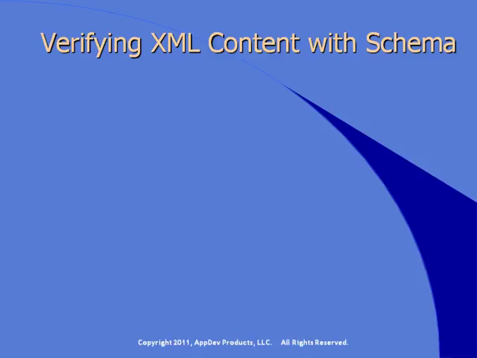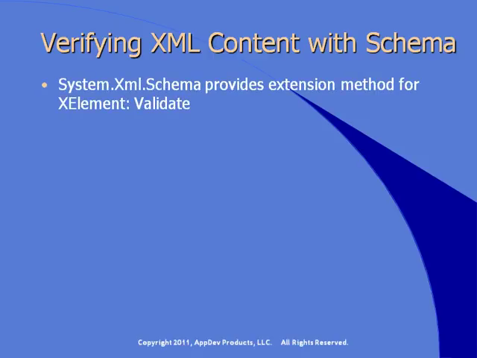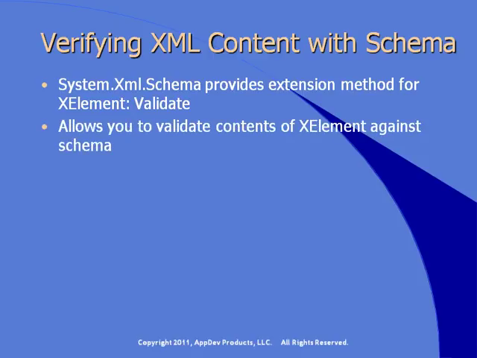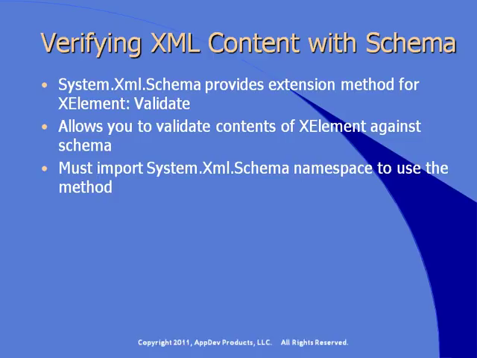You might want to verify XML content against a schema, and the System.Xml.Schema namespace provides an extension method for the XElement class, and it's named Validate. This allows you to validate the contents of an XElement against a schema to make sure it matches the schema. Now, in order to use this, you're going to have to import the System.Xml.Schema namespace in order to use the method, just like we did with System.Xml.XPath before.